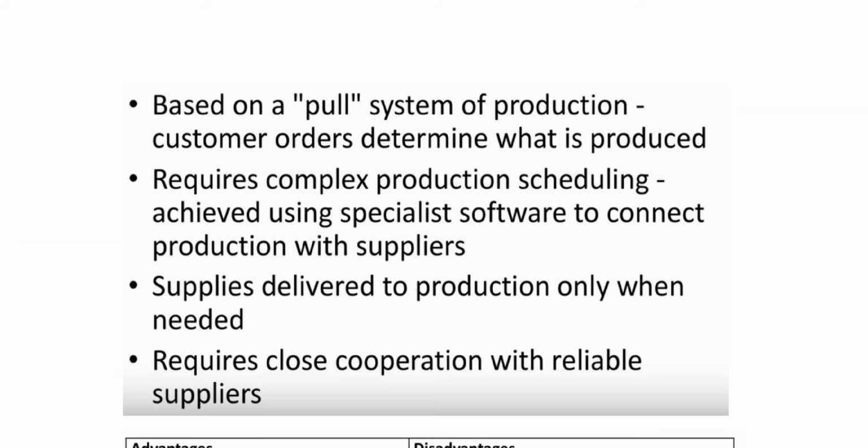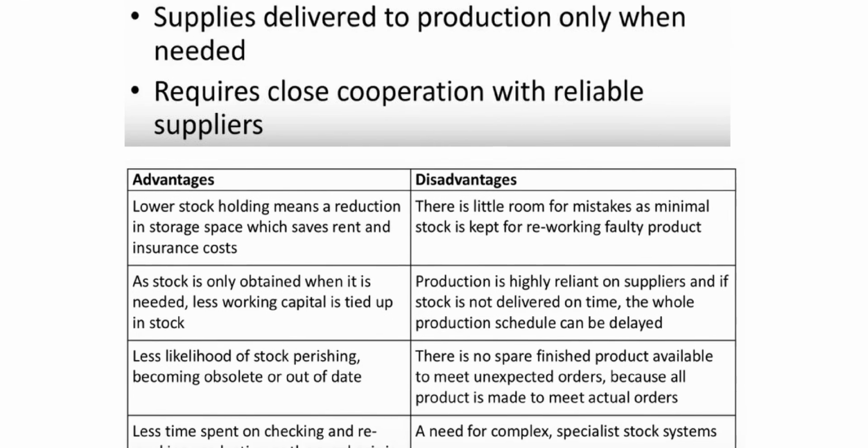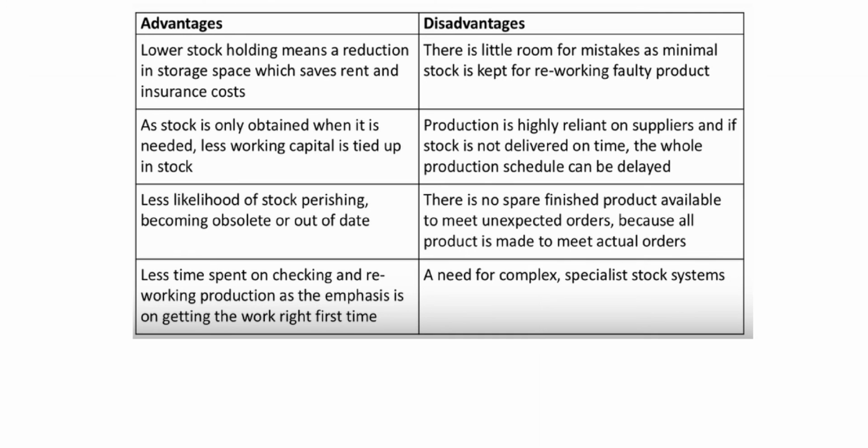Supply is delivered to production only when needed, so therefore you do require a very, very good relationship with your suppliers, and sometimes you are dependent on them. So that good relationship is needed. In terms of the advantages and disadvantages of just in time, we've got them here. So the advantages: lower stock holding means a reduction in storage space, which saves rent and insurance costs. Stock is only obtained when it's needed, less working capital is tied up, less likelihood of stock perishing, which obviously directly relates to the drinks.